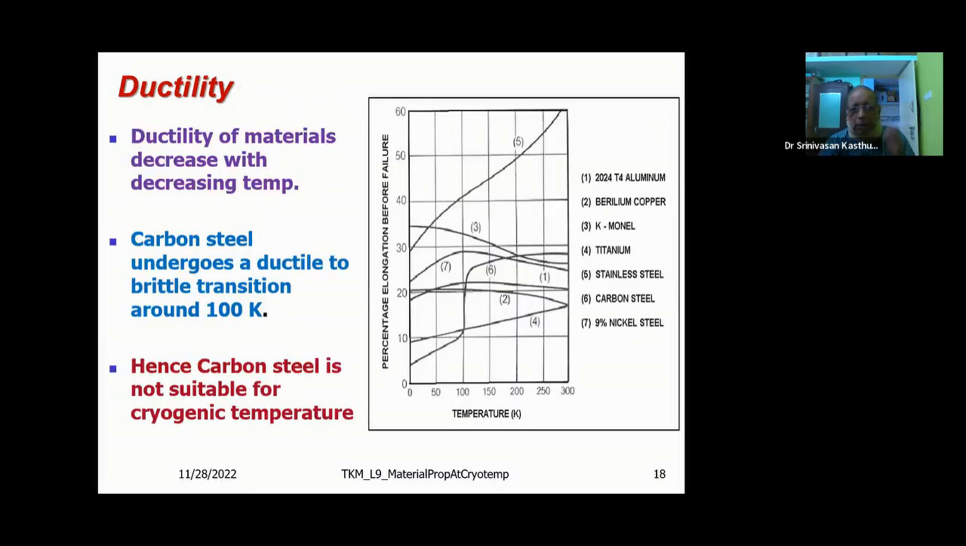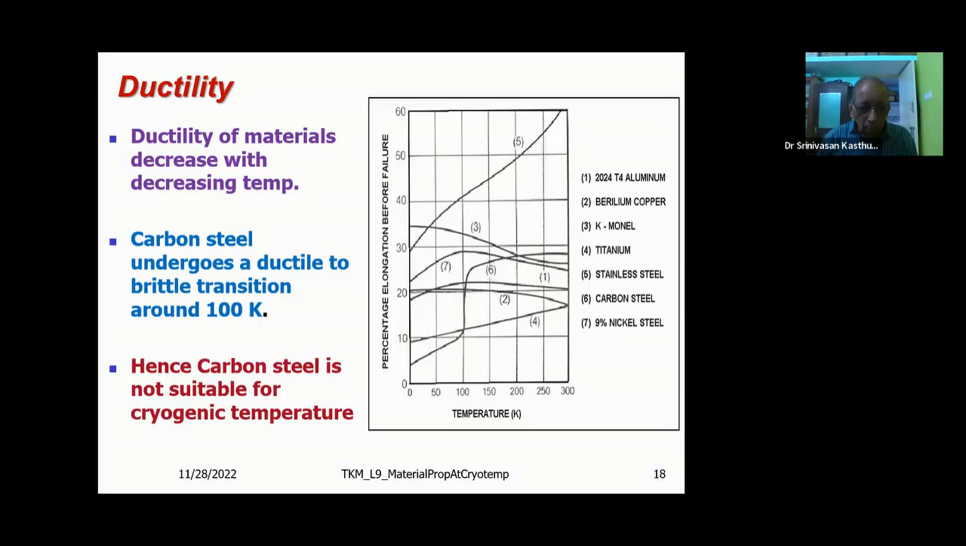Okay. Let's come to ductility. Ductility means the material becomes ductile. That means it's able to be pulled apart. Okay. But the ductility of the material normally decreases at low temperature. It is actually slightly less at low temperature. Ductility of the material decreases at low temperature.